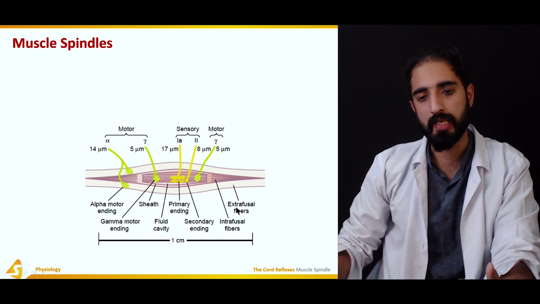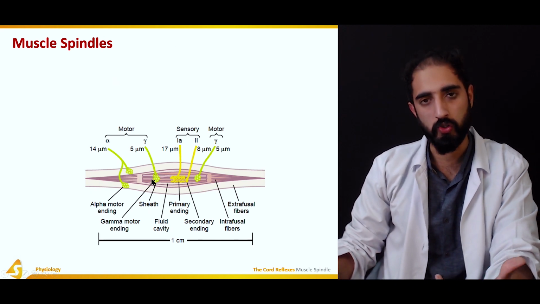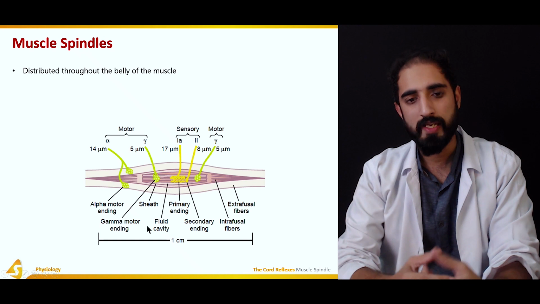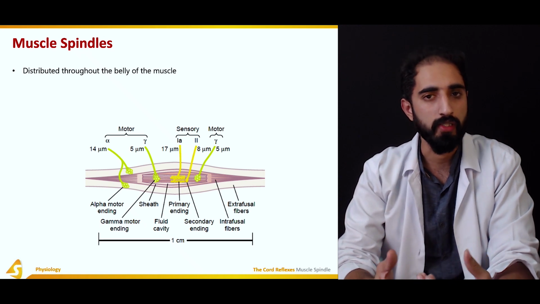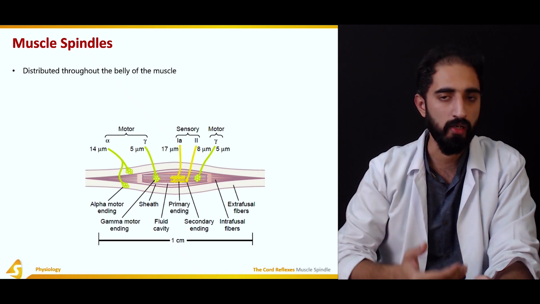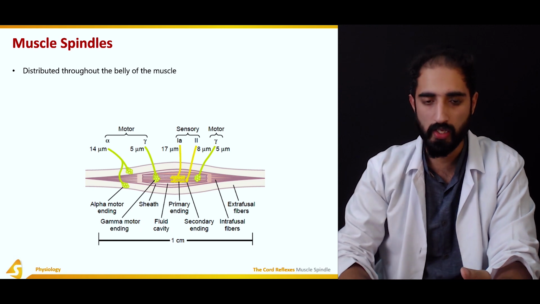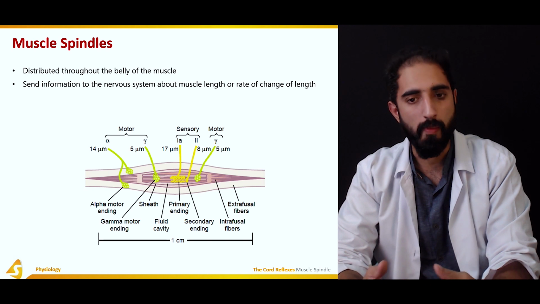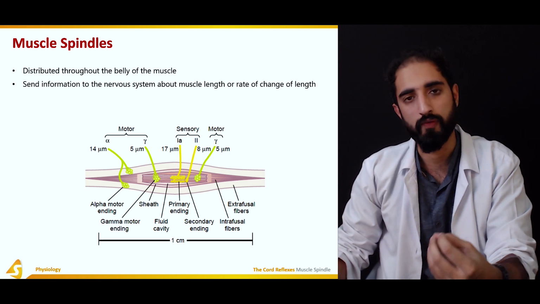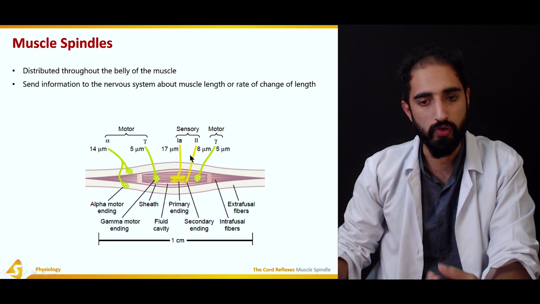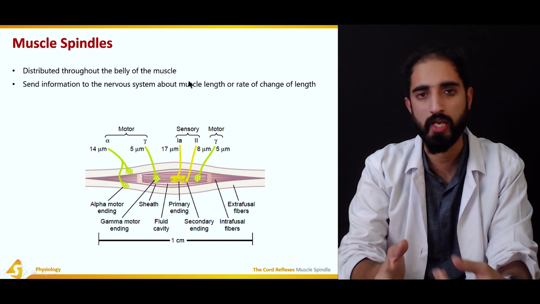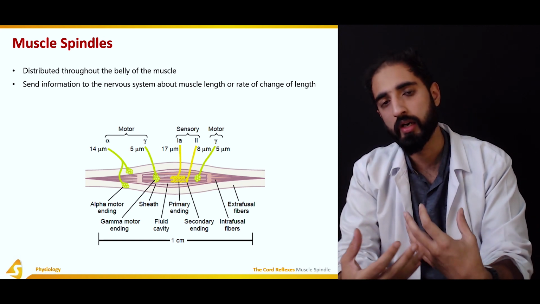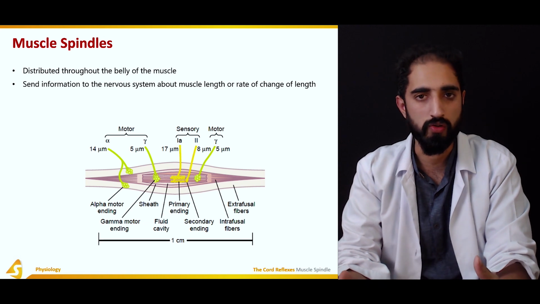So here we can see a picture of a muscle spindle. It is distributed throughout the belly of the muscle, as I already mentioned. It is not present in the tendon, but it is present in the muscle belly itself. It sends information to the nervous system about muscle length or rate of change of length. So it can be static, which is the information regarding muscle length, or it can be dynamic, which is the information regarding rate of change of length.